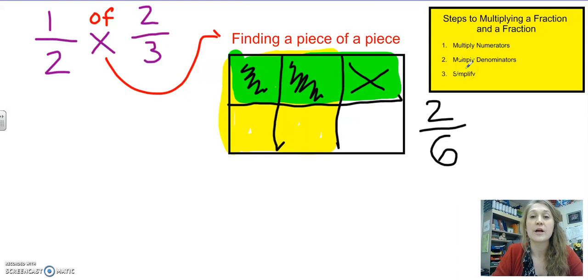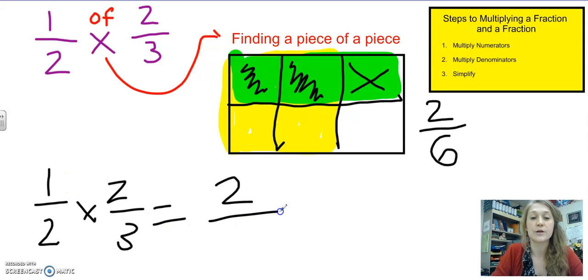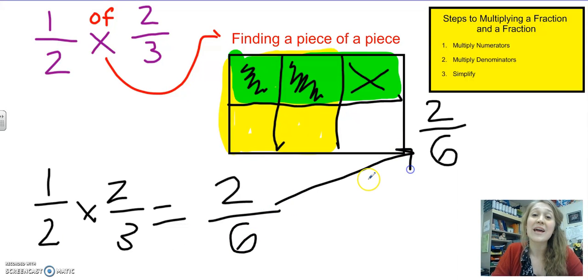So looking over here, step 1 is to multiply the numerators. Again, I'm looking at 1/2 times 2/3. So the first thing I'm going to do is just multiply the numerators. 1 times 2 equals 2. Step 2 is to multiply the denominators. 2 times 3 equals 6. So you can see right here that I got the same answer using an area model or using standard algorithm.